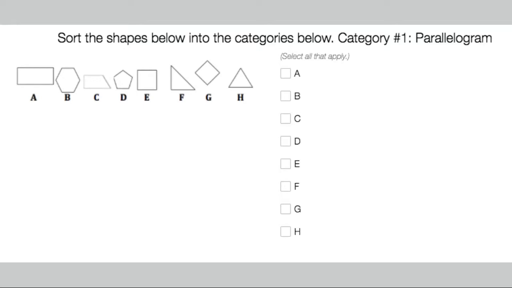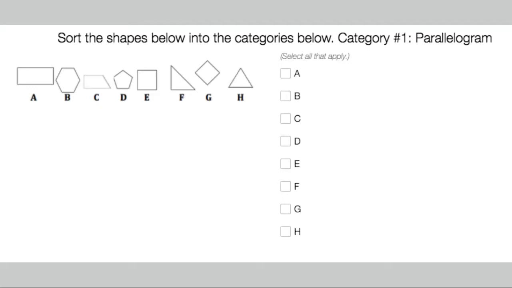Shape A does have two pairs of parallel sides, and because this is a rectangle, we know opposite sides are equal as well. So we can mark off A. B, it's not even a quadrilateral, so not it. C, you can see the sides on the left are not parallel, so not it. D, that has 5 sides. That's not a quadrilateral, not it.